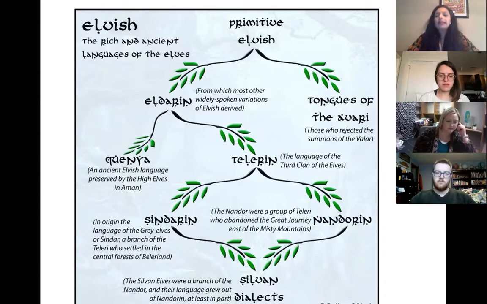And then they both merge to give you the Sylvan dialects. This is spoken by the Sylvan Elves, which is a branch of Nandor, and the language grew out of Nandorin and Sindarin. So as you can see, really intricate. There's a lot of research that's been done on Elvish in linguistics. It's highly fascinating if you're interested in that, especially if you want to tie historical linguistics with morphology and phonology and syntax. Again, a really cool capstone project for applied linguistics majors if you're interested in that.